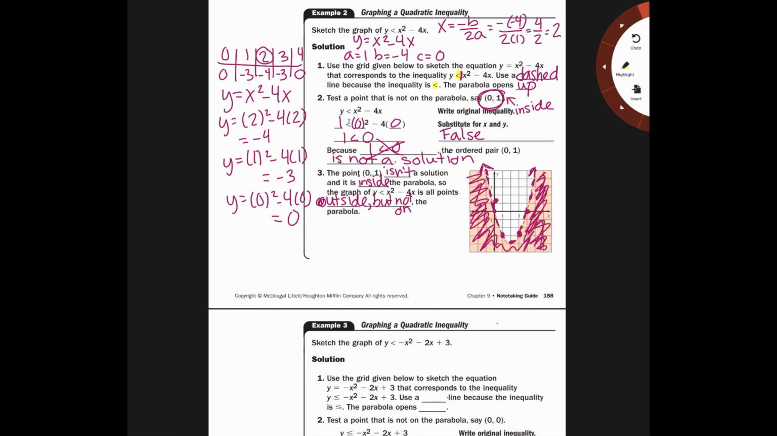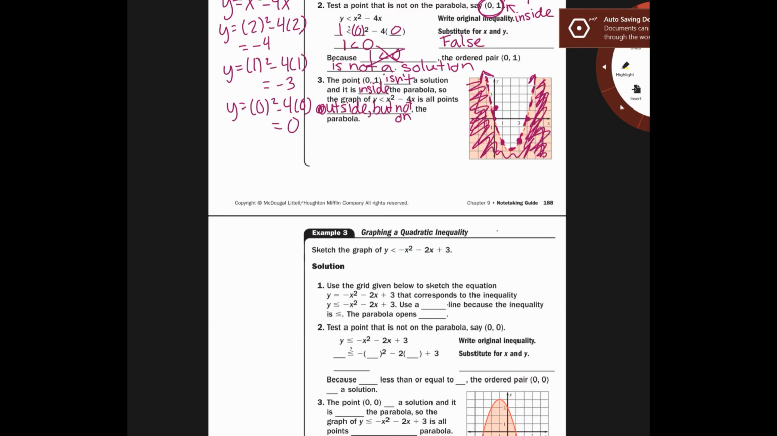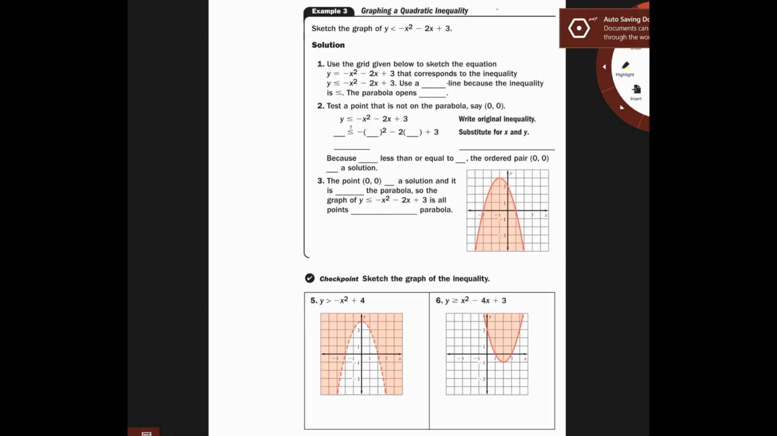Okay, let's go on to example number 3. These really aren't that much harder than section 9.3 graphing them. It's just one more step, and it's a step that we've done before, so it's pretty familiar to us. So 9.3, again, we're graphing. So this time we're graphing y is less than negative x squared minus 2x plus 3.